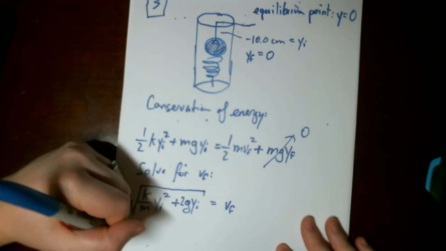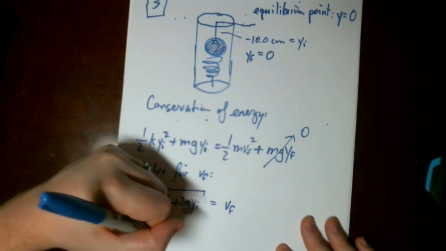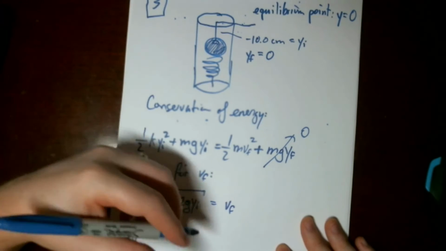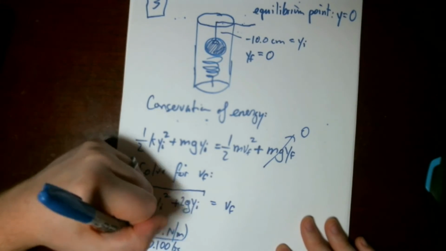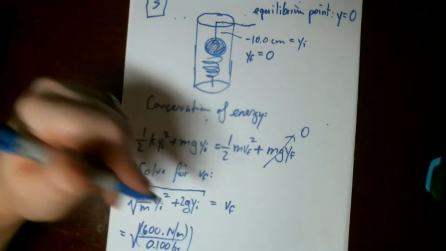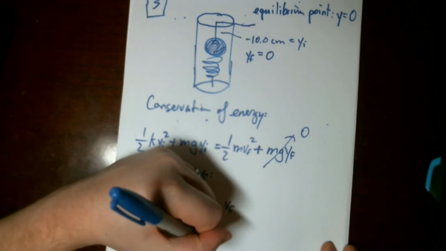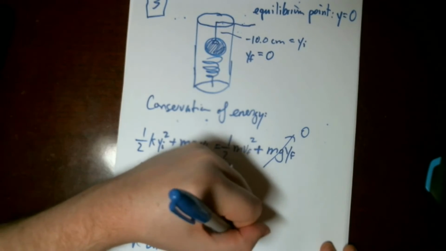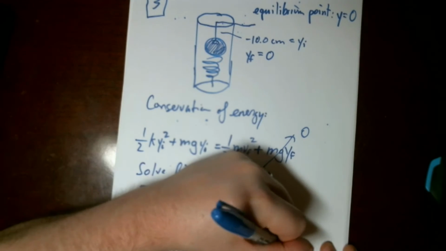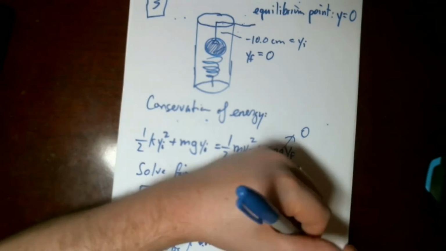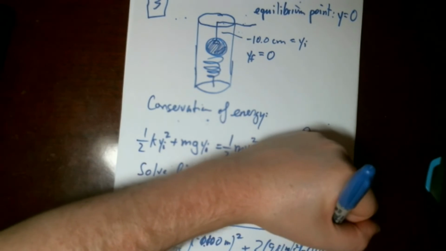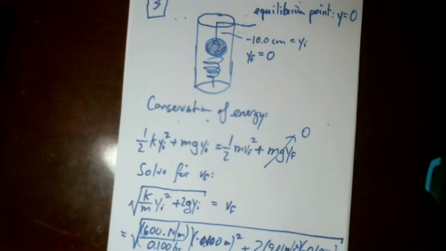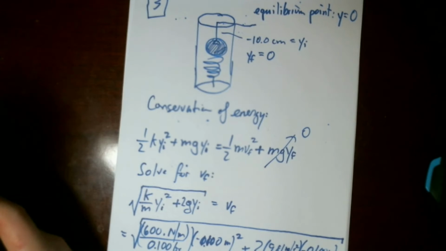So if we substitute, k is 600 newtons per meter. We have a mass of 100 grams. And we have an initial y position of minus 10 centimeters, so minus 0.100 meters. And we have 2 times 9.81 meters per second squared, again, times minus 0.100 meters. All of that goes under the square root sign. So let me work that through in my calculator.